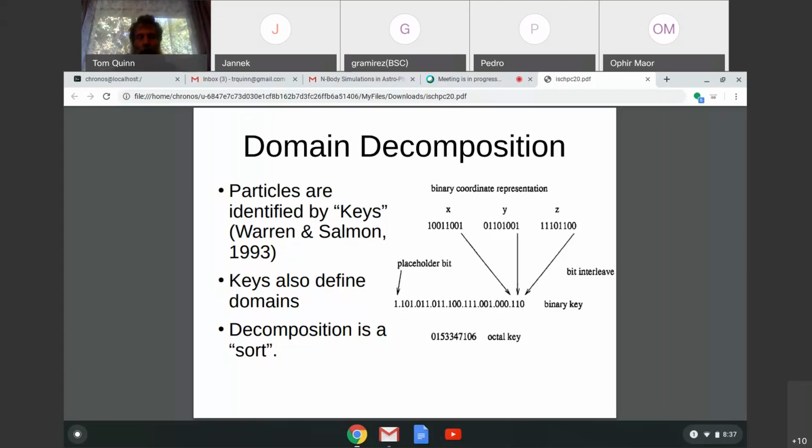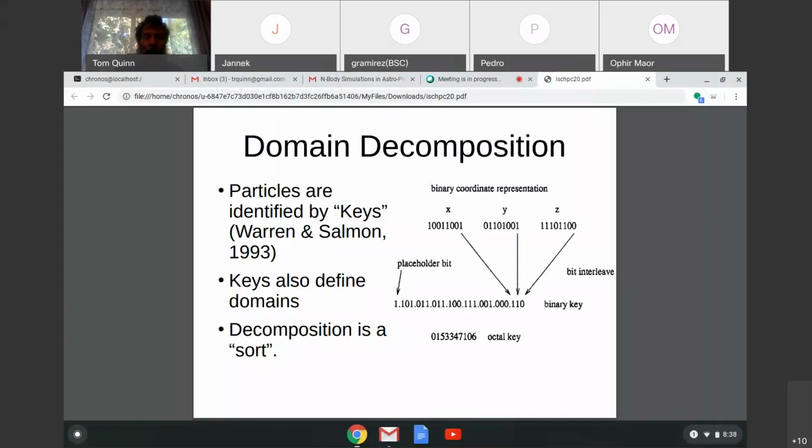And so all you need to do a domain decomposition is to pick splitting points in this single dimension, the key dimension. And to get all the particles into the right domains, you just have to sort the particles based on their binary key.